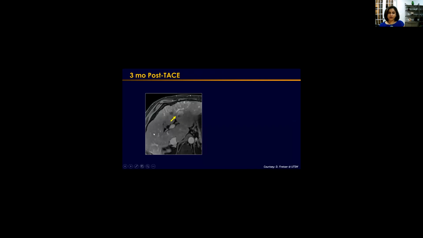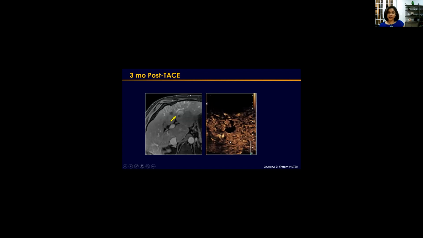Similar to MRI, when we evaluate after 3 months for recurrence of tumor, contrast ultrasound can also delineate a similar appearance of nodular enhancement along the treatment margin. So it does add value in selected cases to evaluate recurrence as early as 1 month or even 1 week, especially for TACE using contrast enhanced ultrasound.